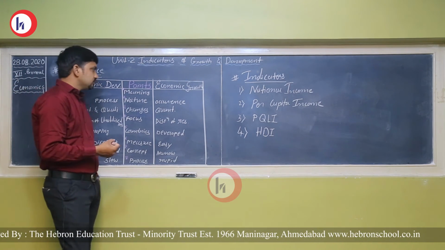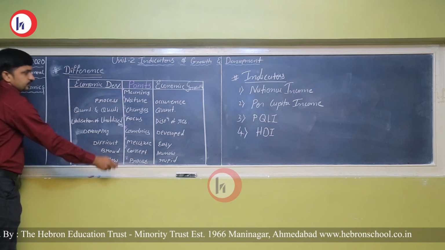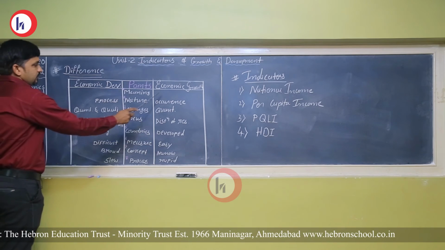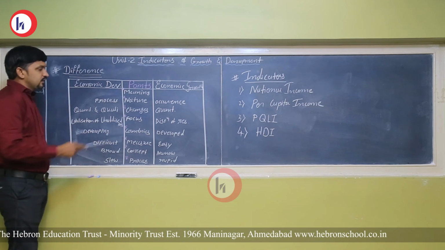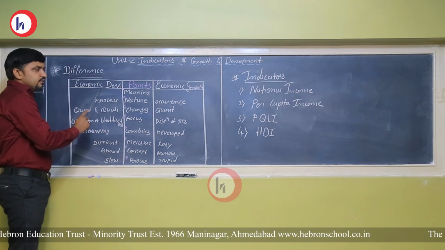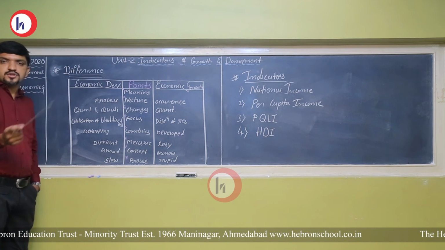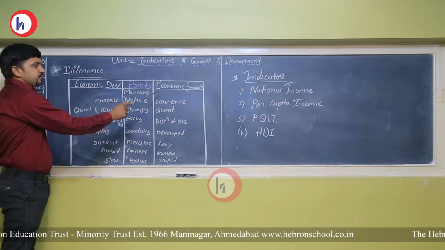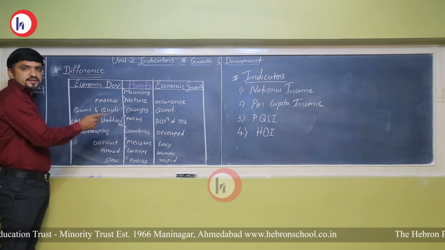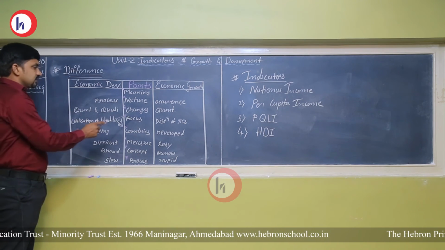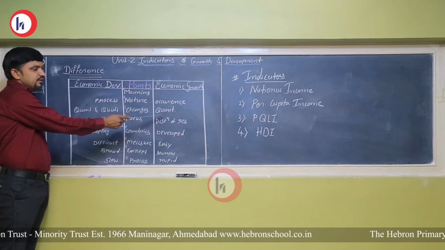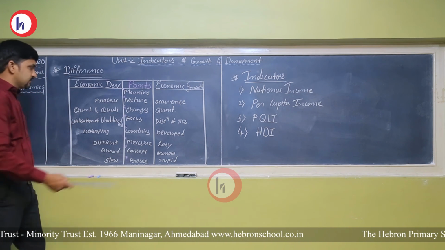Now, once again, the difference between economic growth and economic development. Total 8 points we have. First, meaning, whatever we have seen in question number 1 and question number 2, you can write the meaning here. Number 2, nature. It's a process, it's an occurrence. Number 3, changes. It includes both qualitative and quantitative changes, and it includes only quantitative changes.